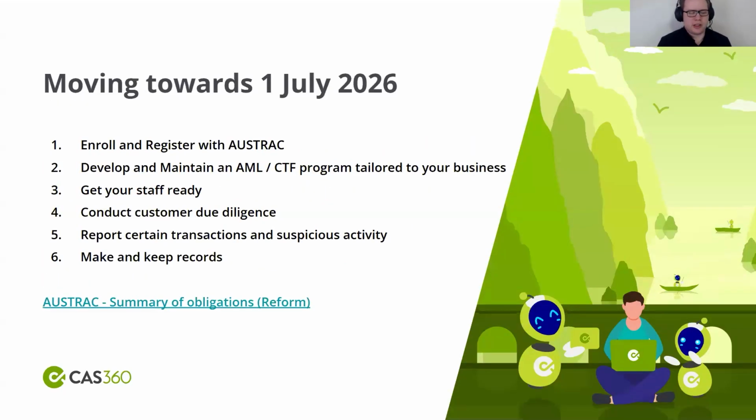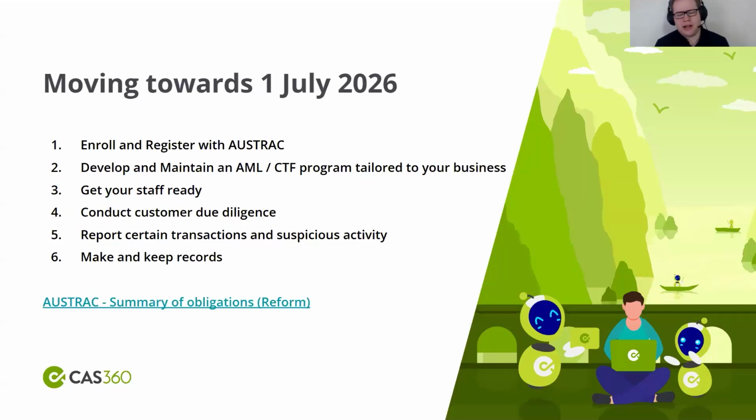So moving towards 1st of July 2026, what should you do? Naturally, these instructions are on AUSTRAC's website, and I thought I'd just put them at the end here as a reminder. You can look to enroll with and register with AUSTRAC. You can look to develop and maintain an AML or CTF program, and this is what the compliance screen is built for. That is available for you now in CAS 360, and we would recommend getting comfortable with it and potentially setting up some of those details now so that when the reporting time comes, you are much more prepared to essentially tackle those for all of your companies.